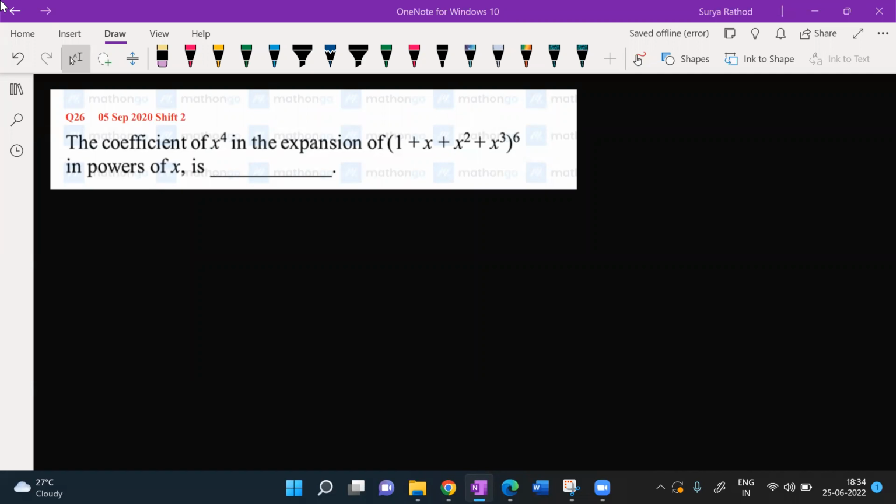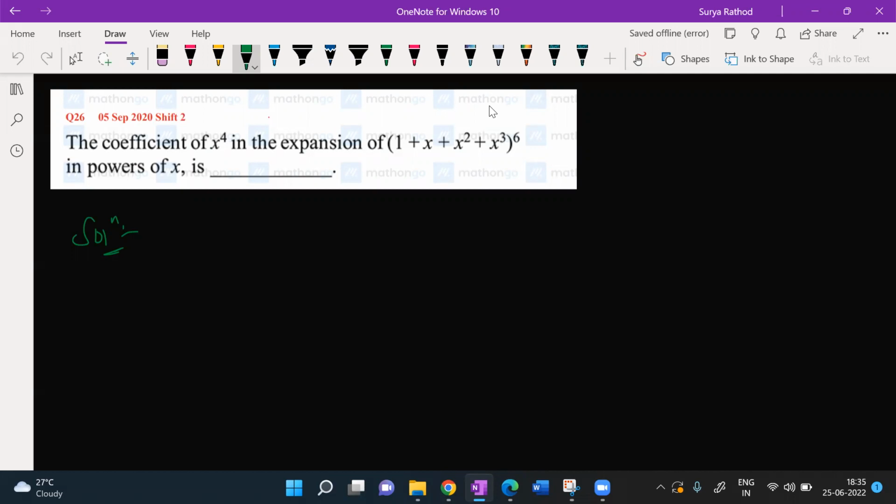Guys, done? The coefficient of x to the power of 4 in the expansion, in powers of x. Very good, Renuka. Coefficient of x to the power of 4 in the expansion. How did you solve it? Can you please tell me? Renuka ji, tell me your method, no problem. The way you solved.